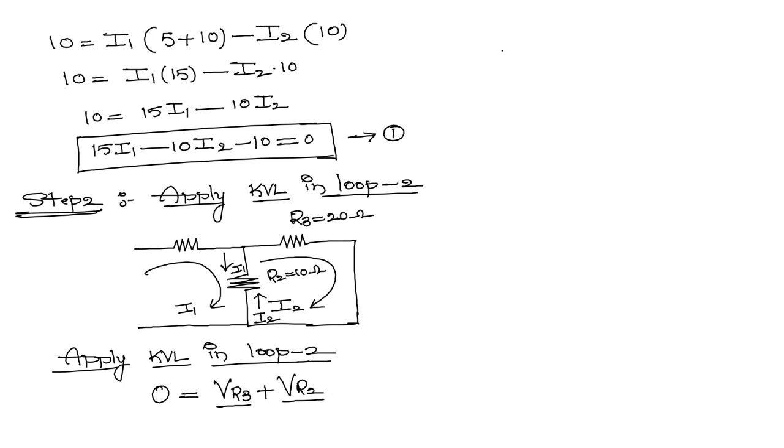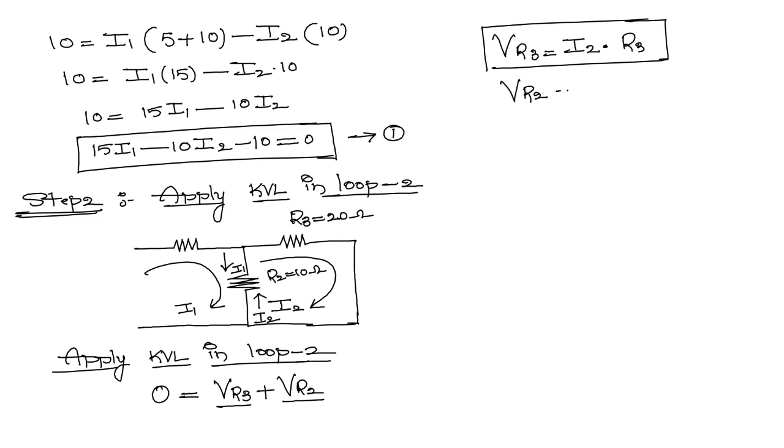Now see here, VR3 and VR2 we need to get the expression from this particular network. Now VR3 is equal to current flowing through R3, that is I2, into that particular resistance R3. Clear? So this is the value of VR3, the voltage drop across R3. Now coming to the voltage drop across R2, that is VR2, it is the current flowing through R2 into that particular resistance.